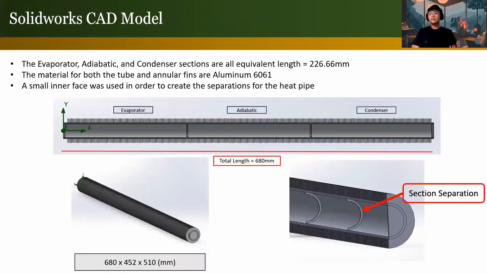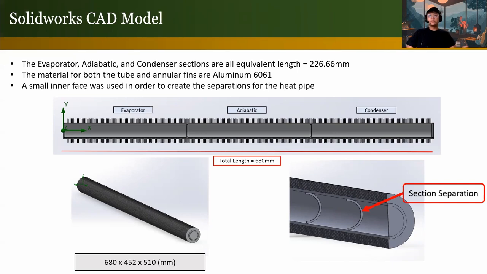All right, and here is our SOLIDWORKS CAD model. In order to simplify our system to conduct a CFD analysis, I've utilized a single heat pipe out of the 48 that are in our system. Currently we have a total length of 680 millimeters, and the evaporator, adiabatic, and condenser sections are all of equivalent lengths, which is 226.66 millimeters.